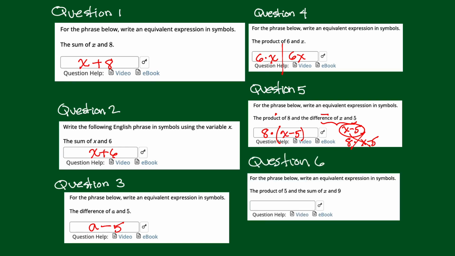Question 6 asks us to write an expression that indicates the product of 5 and the sum of x and 9. So this one is similar to question 5, but instead of a difference, we have the sum. So I want the product, now that's a multiplication, and the sum, I have an addition. So I want to add that entire x plus 9. So I want the x plus 9 included in that product. So I'm going to write 5 times the product of that entire x plus 9.